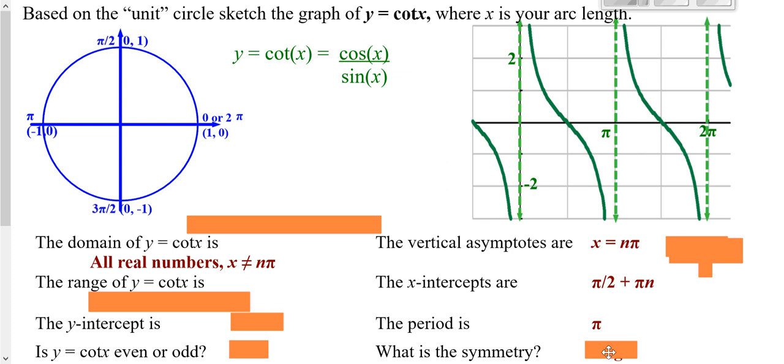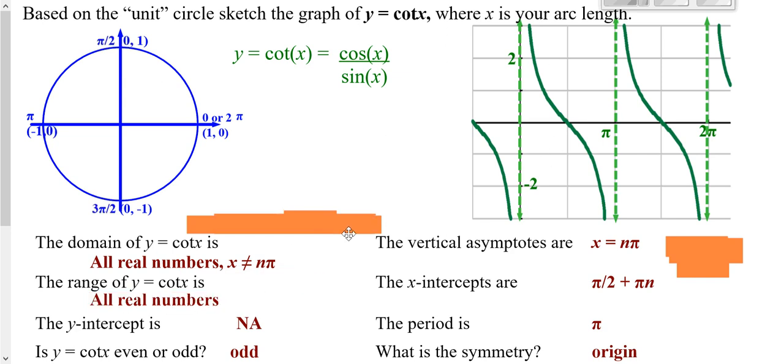And it is symmetrical about the origin, which means it's an odd function. You can see we have a vertical asymptote on the y-axis, so we have no y-intercept. The range, you can see you start at 0, go up forever, start at 0, go down forever, so your range is all real numbers.